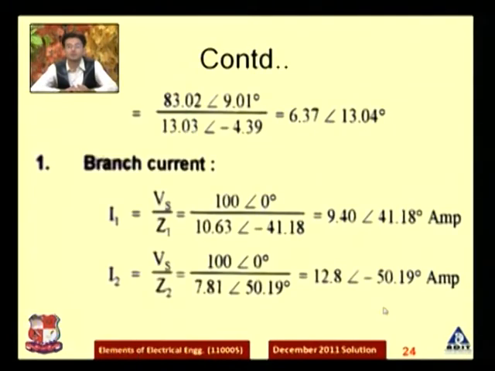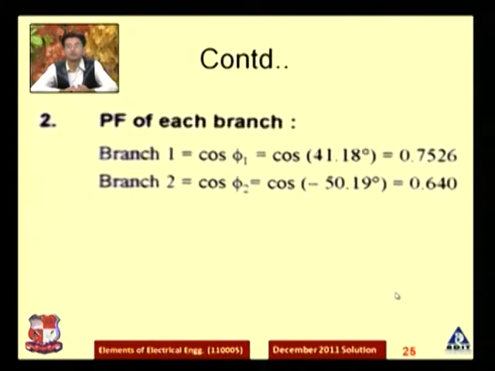Earlier you have seen that phi 1 is 41.18, and what is phi 2? It is 50.19. So by putting these two values, you will be able to know the value of cos phi. In other words, cos phi is nothing but the cosine of the angle between voltage and current, right? So the angle values you already know, 41.18 and minus 50.19. From this you can find out the power factor for each branch.